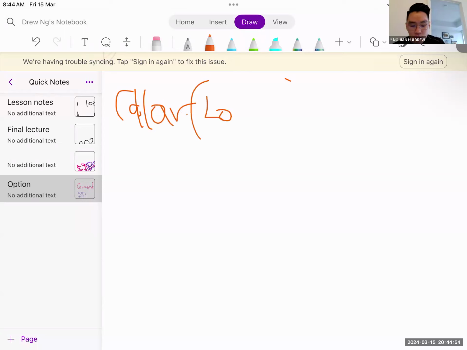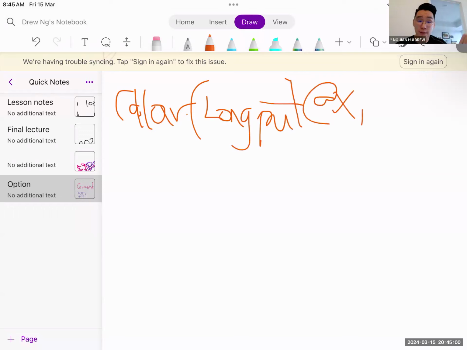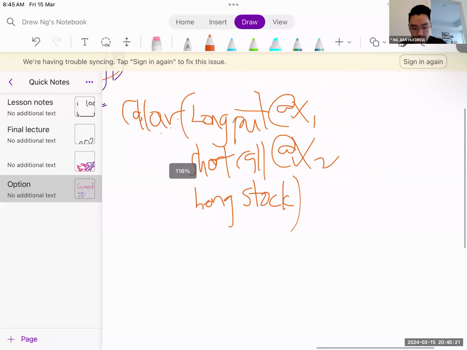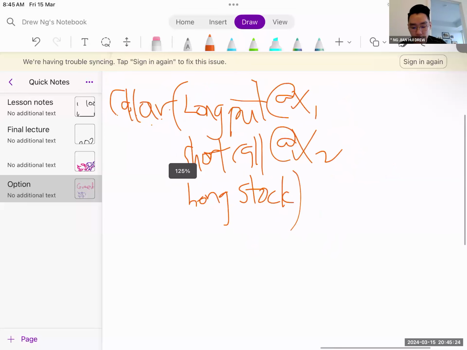We need to long a put at X1. X1 means a strike price of 1. We short a call at X2. That means a different price. We are shorting a call at a different price. And we want to long a stock. Okay, so this is a collar.